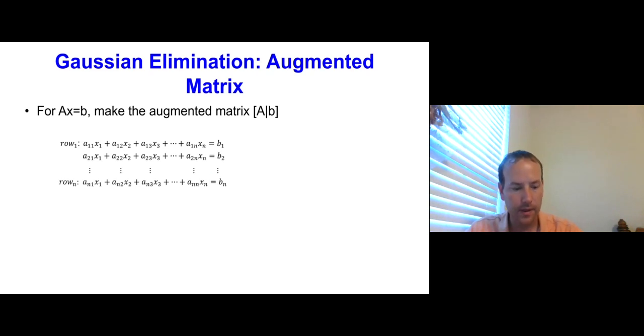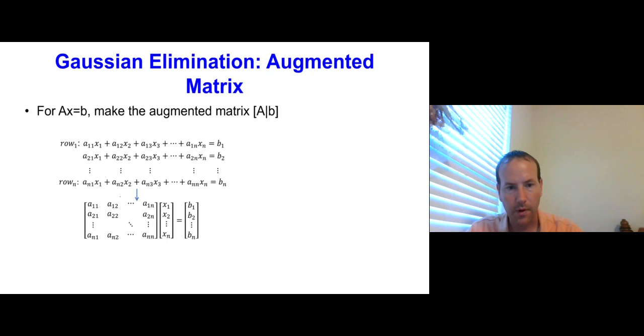So the first thing is to note the augmented matrix. We've got a system of equations written right here, and when we cast it in matrix form, we have this A matrix right here, and we have X, which is our unknowns, and then B, the B matrix.